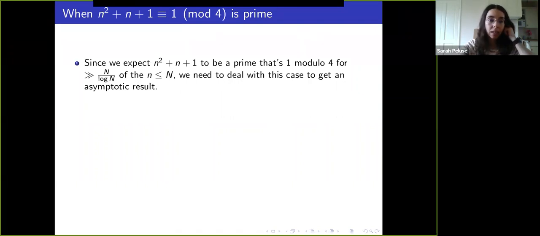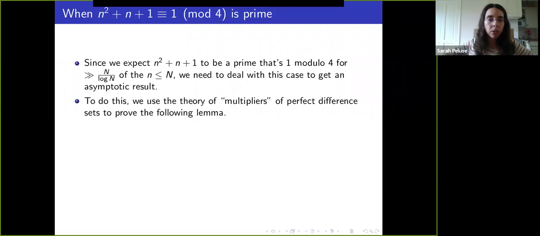So I said I'm not going to prove any new real structural theorems about perfect difference sets, but I do have to prove a lemma. But this lemma is a fairly easy thing to prove using the theory of multipliers of perfect difference sets.